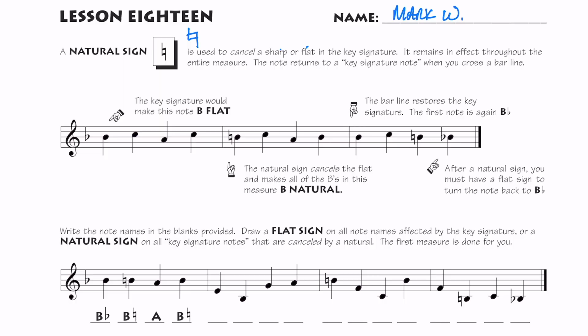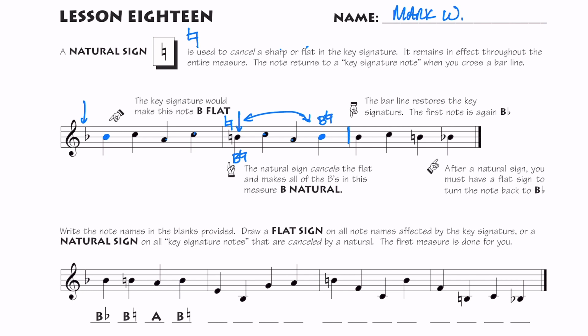So here, as an example, is a B flat. So that means that this note is going to be B flat. Then I have a C, an A, a C. I use a natural sign right here to cancel the B flat. So this is going to be B natural. C, A. Here's another B. Since I canceled it here, it's also canceled here. So that's going to be a B natural too.